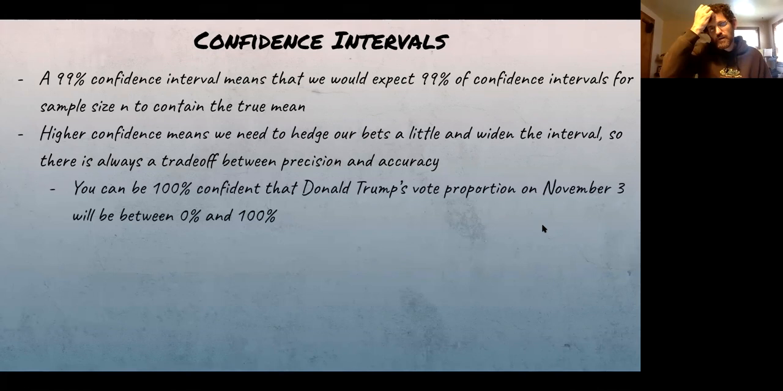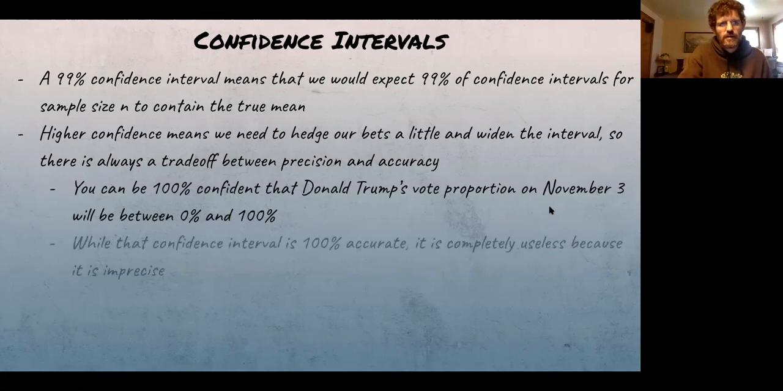So here's where we could get a 100% confidence interval. I can be 100% confident that Donald Trump is going to get somewhere between 0 and 100% of the vote. I am 100% confident in that. I hope you're 100% confident in that as well. While that is very, very confident, it is also useless because it is imprecise. That doesn't really give us information.